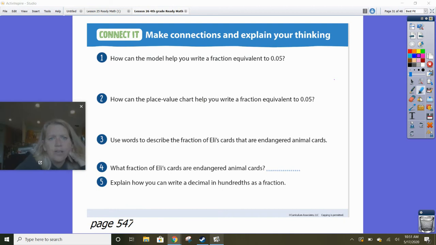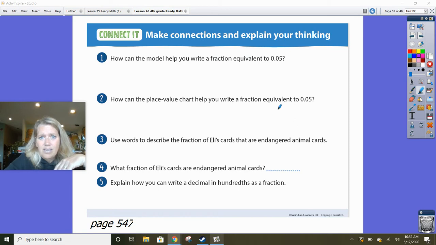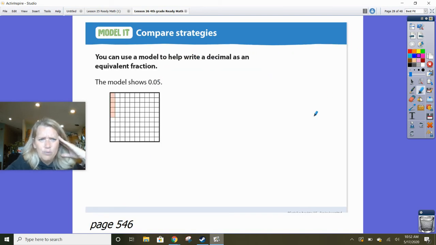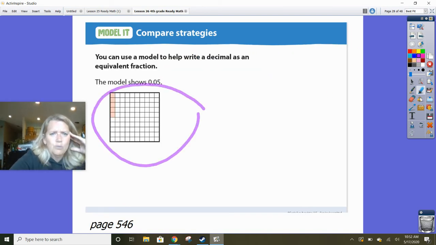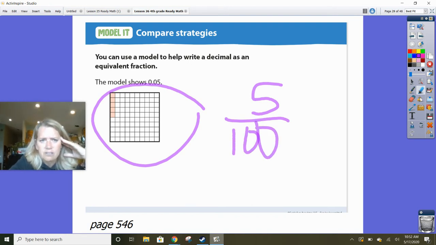Okay, how can the model help you write a fraction equivalent to 5/100? So the model that was the hundreds grid, it really can help you, don't you think? Go all the way back, not that far back. That model really helps because it really shows I have 5 cards out of 100. It's a great visual model for that.